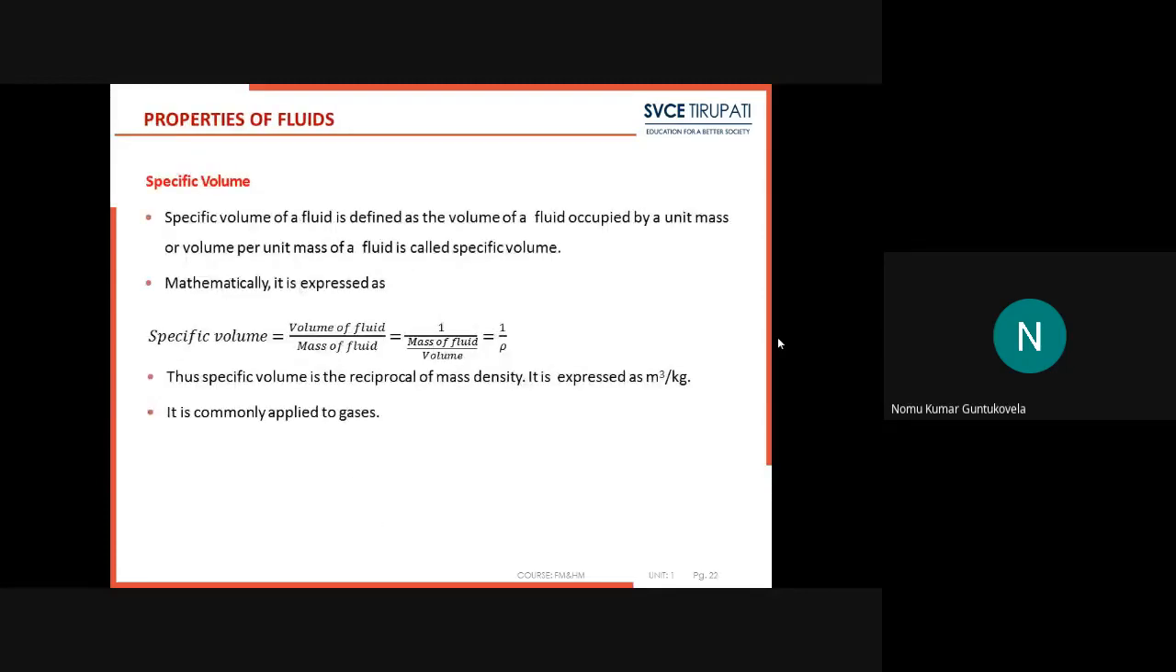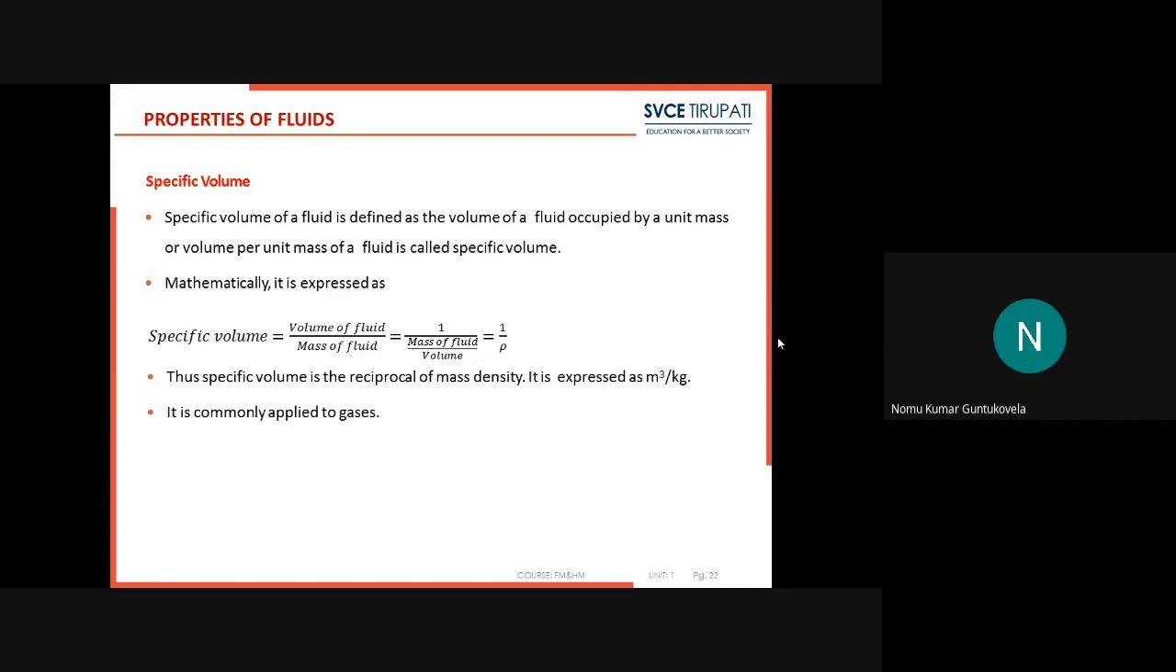Then specific volume. Specific volume is the ratio of volume of the fluid to its mass, that is v by m. For mass density we have m by v, but for specific volume we have v by m. That is, specific volume is the reciprocal of mass density, specific volume equals 1 by rho. It is commonly applied to gases, and the unit is meter cube per kg.